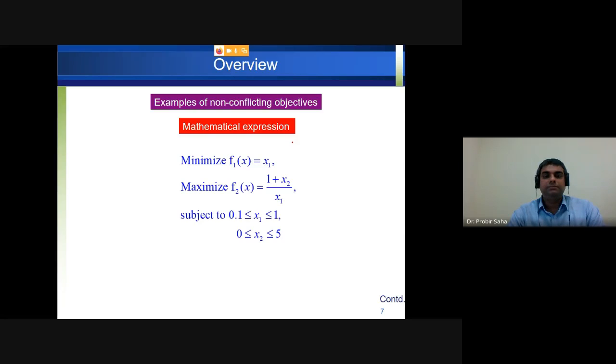Now, if you see a mathematical expression, say non-conflicting objectives. We have again two objectives, f1(x) and f2(x), same equations, same boundary. But what I did here, I put maximize. Now you see, if you try to minimize x1, automatically f2 will be increased. So that means you will have only one solution of x1 that will satisfy both objectives. So it's a single objective optimization problem. It's no more a multi-objective optimization, right?